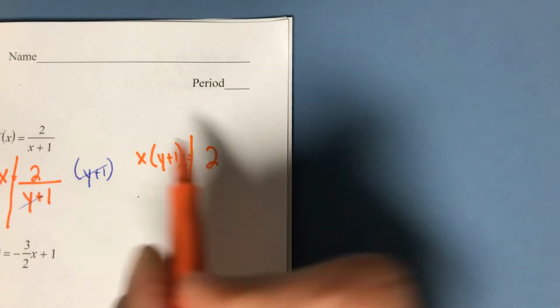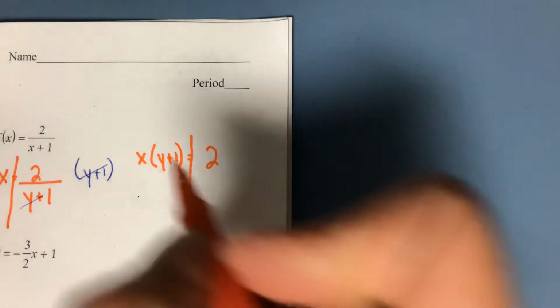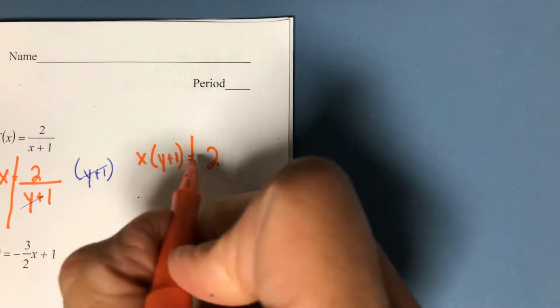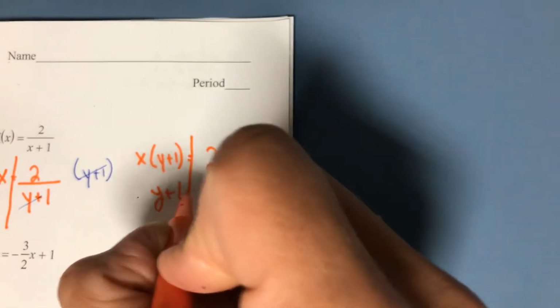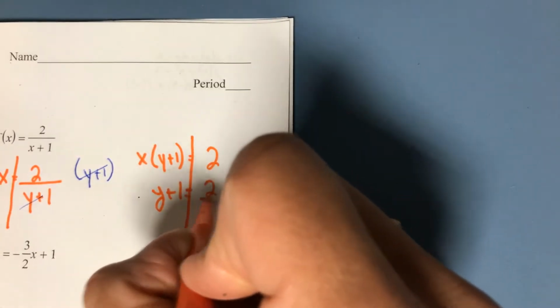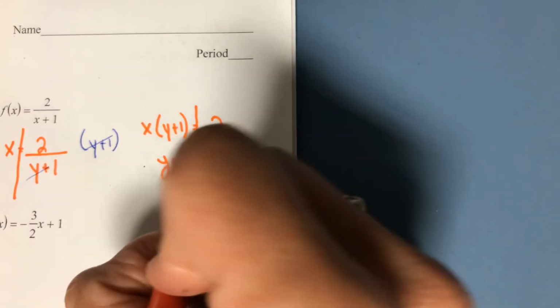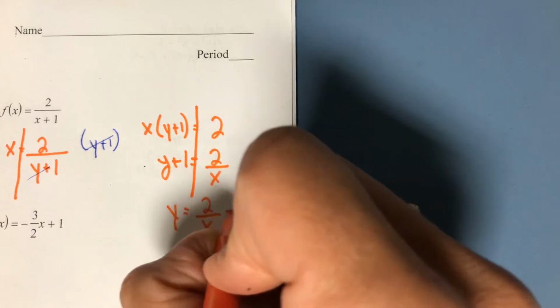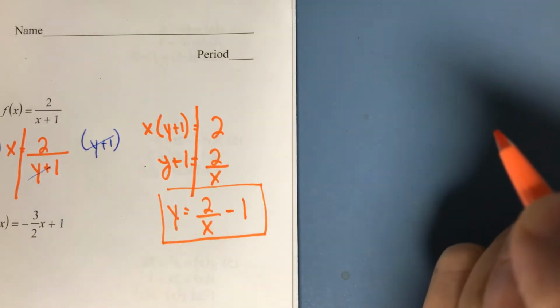So now to get y by itself, I won't distribute these. I don't want anything to get comfortable. I want everything gone. So since x is multiplying to these parentheses, I'll divide by x, which gives me y plus 1 here, and I'll divide this side by x. And now to get y by itself, I simply subtract 1. And that subtracting 1 is not in the fraction.